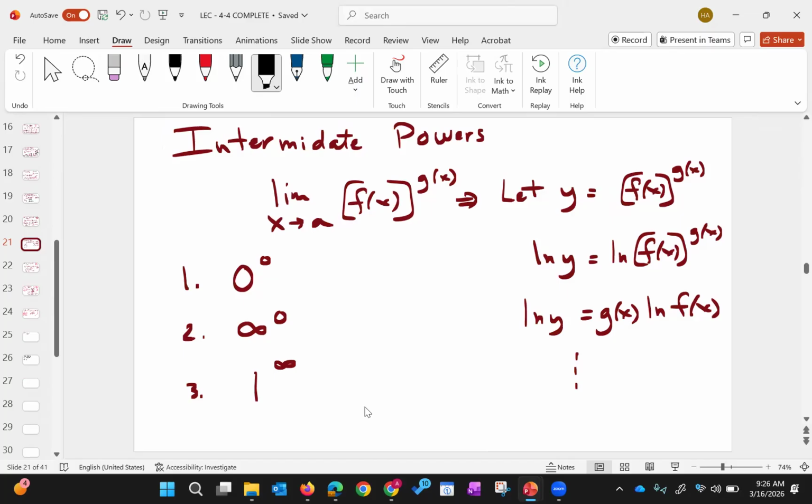Okay, I see quite a few of you writing this down, so I'm going to pause here and let you write it down. So for indeterminate powers, and of course, sorry, I misspelled it. It should be indeterminate powers. You just don't know which way the power is going to go this time.